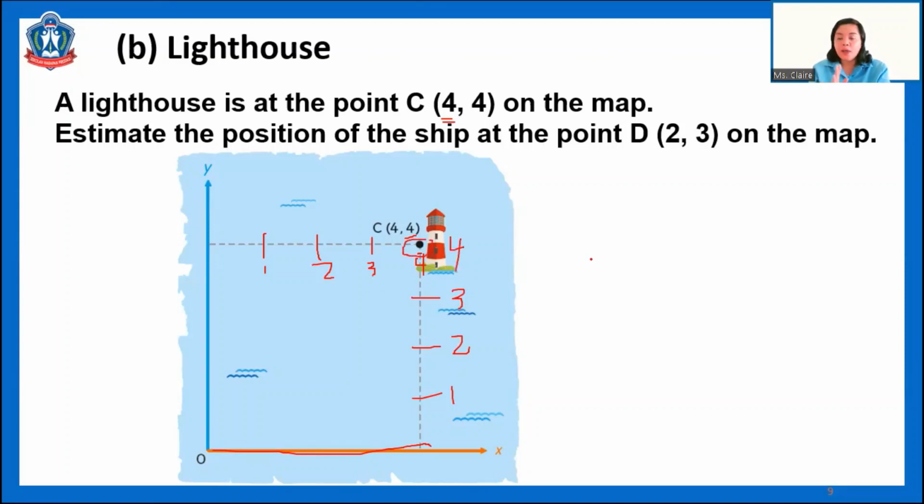Now, if we are going to place a ship at point D and the coordinates are 2, 3, where should we put the ship here in our map? Can you estimate, children? Okay, this is how to estimate.